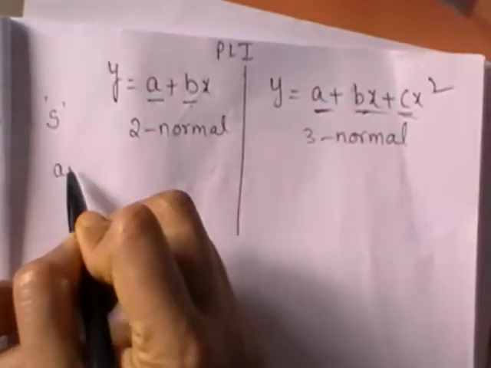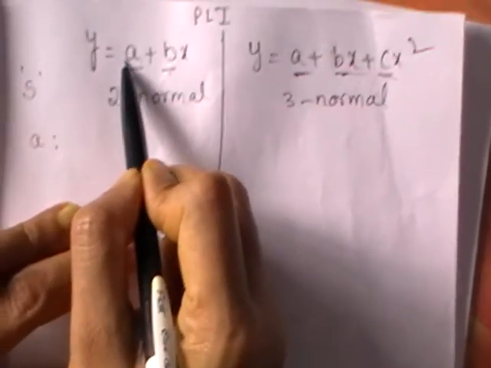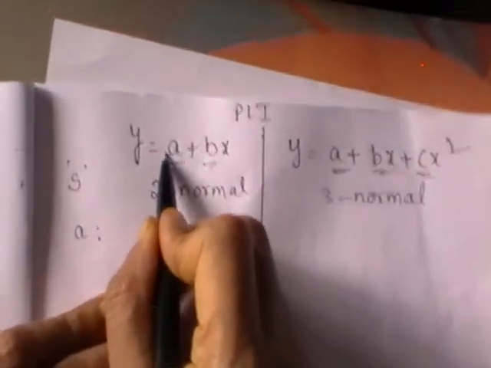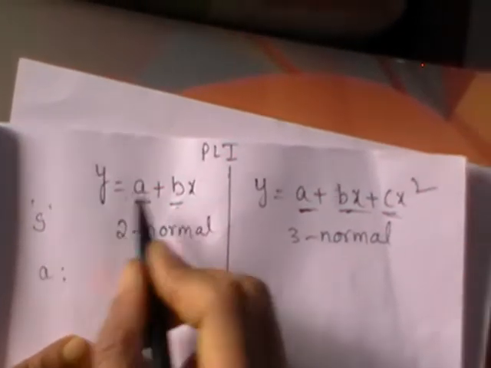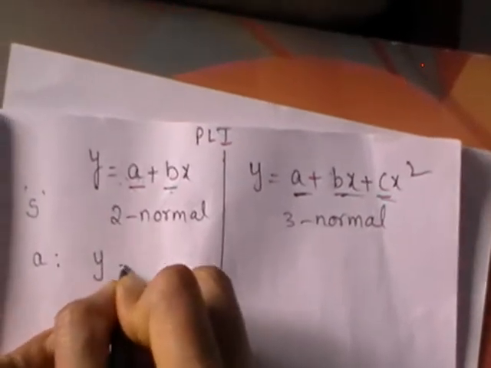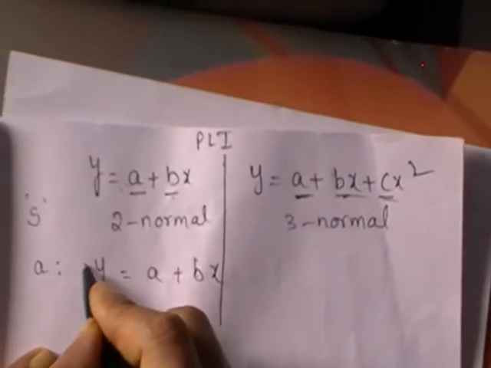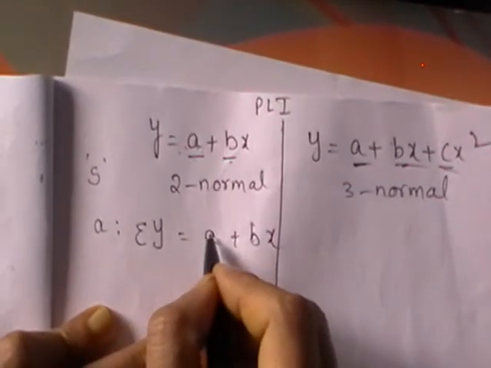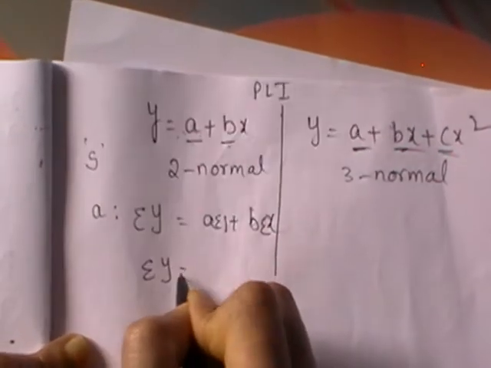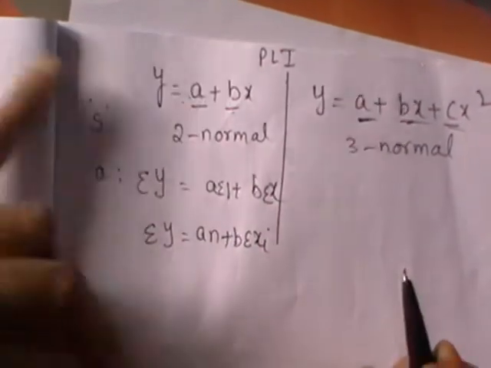So with respect to a, you are going to get one normal equation. What is the coefficient of a here? The coefficient of a is nothing but 1 here. No other term here, so 1 is the coefficient. You multiply with the coefficient of a on both sides, and you will get the same equation. Now you put sigma in front of each term. Sigma 1 is nothing but n. You will get sigma y is equal to n a plus b sigma x. I think this is the normal equation.